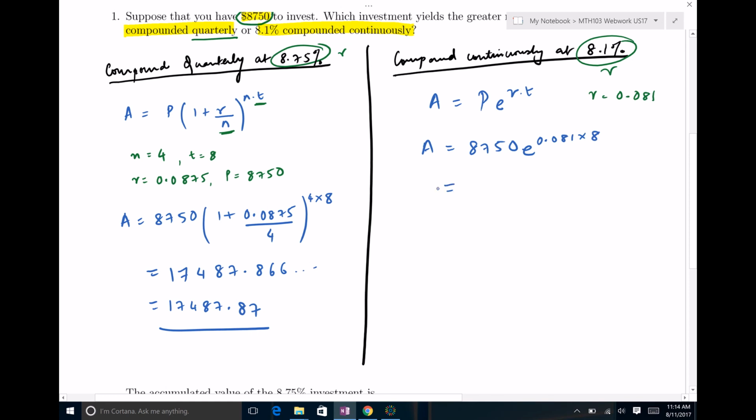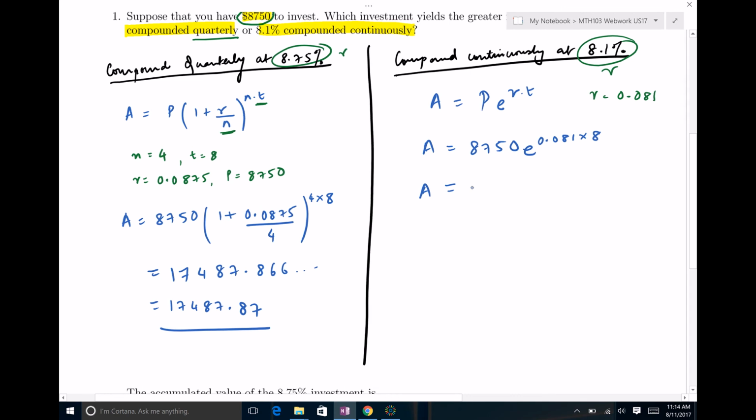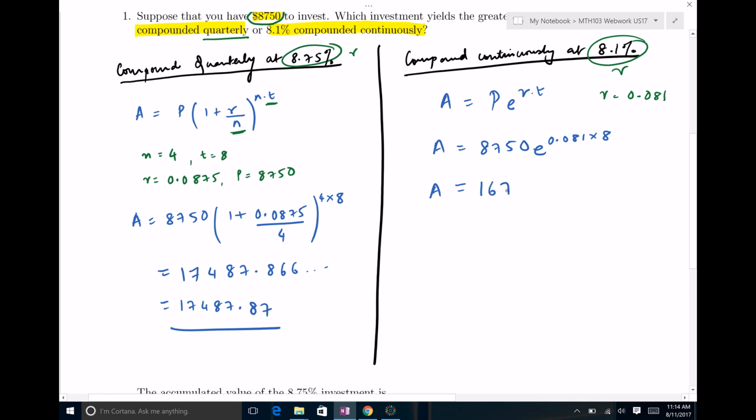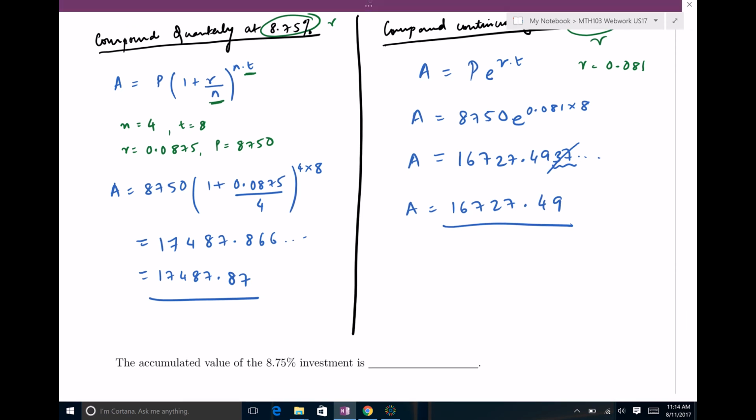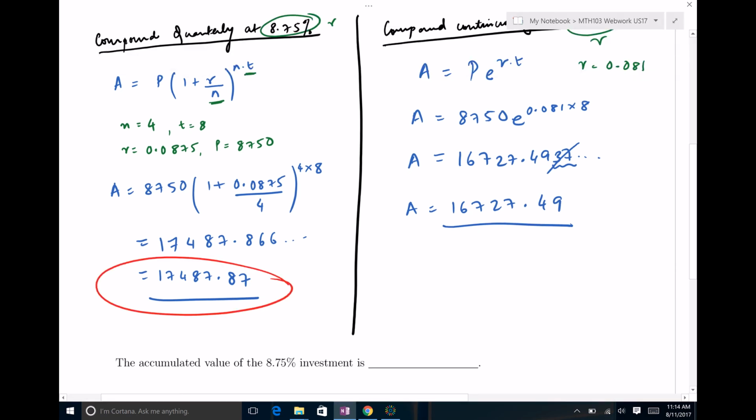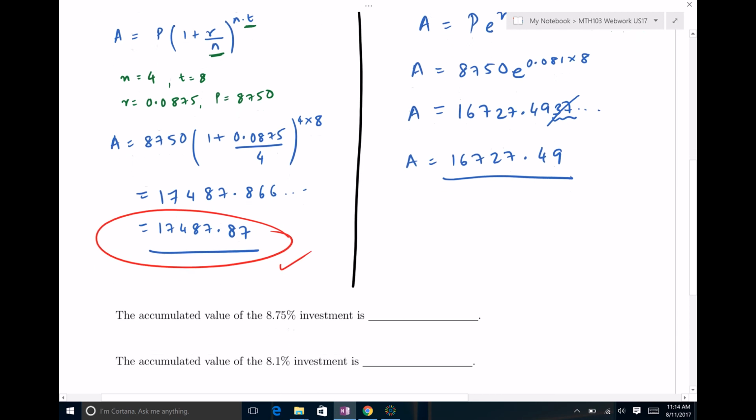Again, you can enter that whole thing into your calculator, and you get that the amount is equal to 16727.4937 something. Again, you need to round this off to the nearest cent. Since you have 37, we can just take that out. And so the amount in this case is $16727.49. Clearly, we can see which the winner is. The greater return you get is when you invest compounding quarterly at 8.75%.